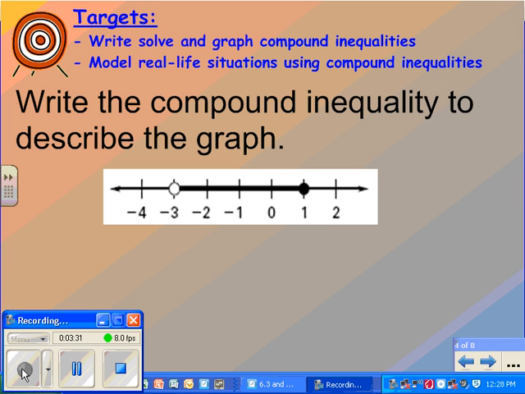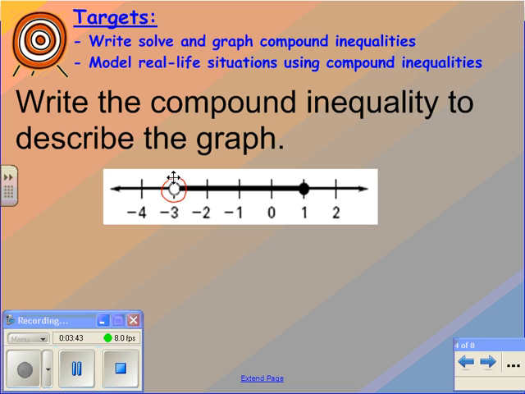We're going to write the compound inequality to describe this graph. So we're just going backwards from what we just did before. If I look at my two endpoints here and here, I'm just going to write those numbers down. So I'm going to write down -3 right here, and I'm going to write down my other endpoint over here. So I've written down my two endpoints, and of course x is going to be in the middle.